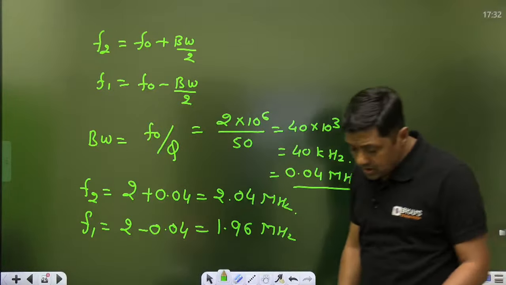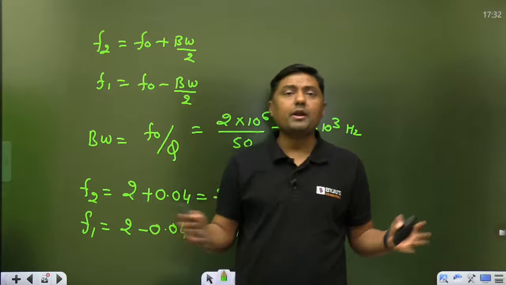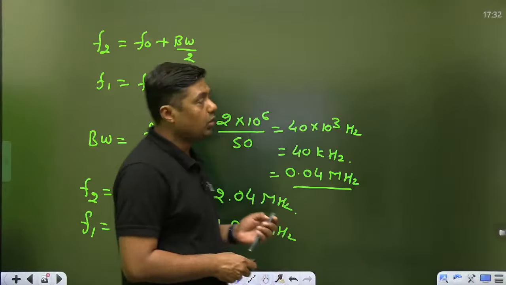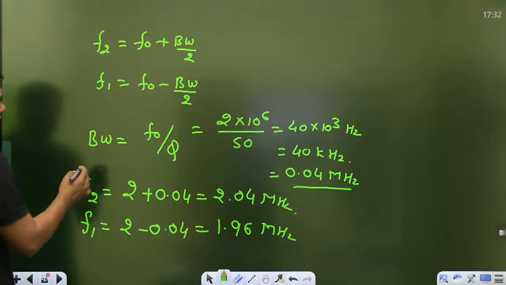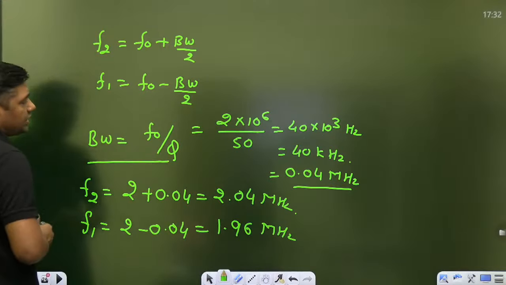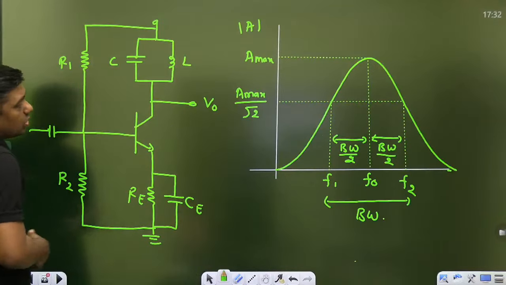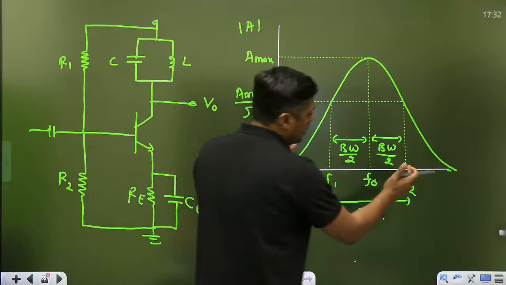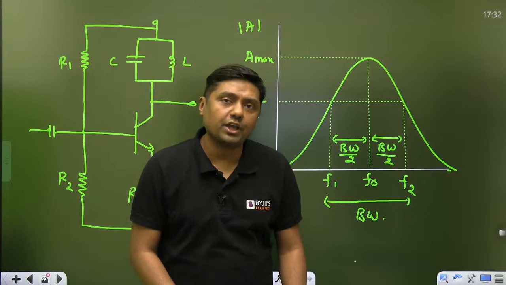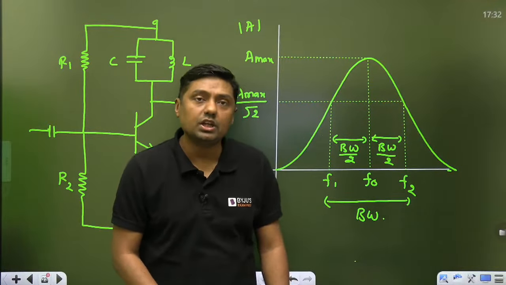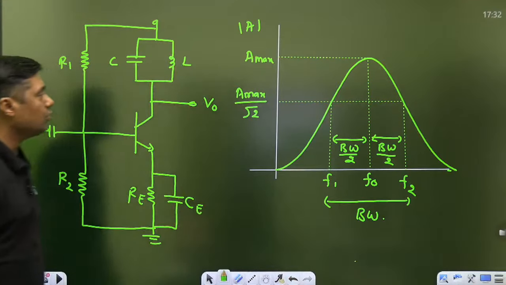Now tell me, is it a narrow band amplifier or a broadband amplifier? What about the bandwidth? Because the quality factor is very high, the bandwidth is very low. So it is a narrow band amplifier, bandwidth is very low because of the high quality factor. Selectivity is very high. That is about the tuned amplifier.